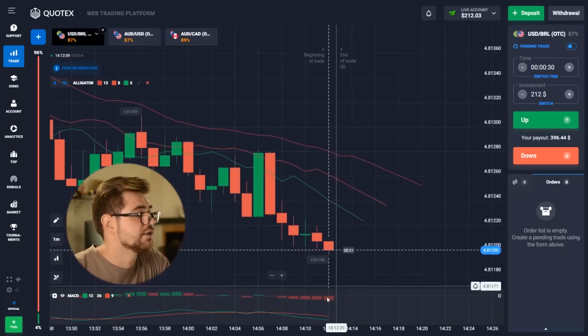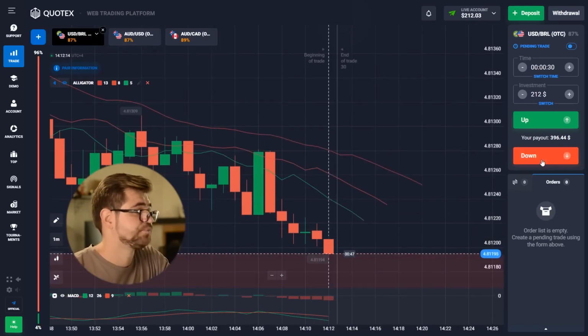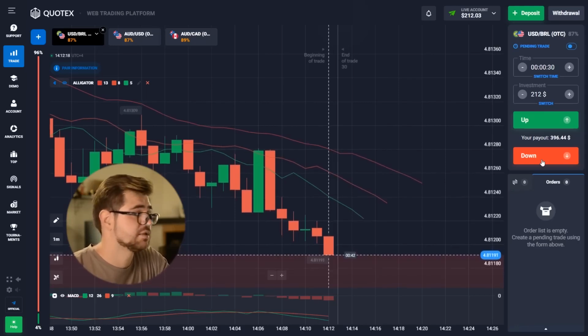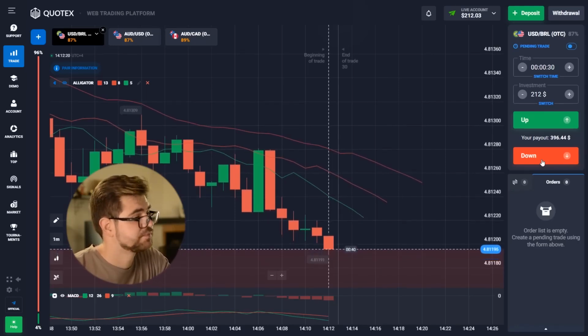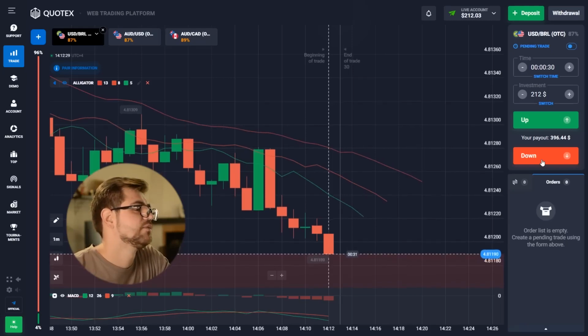And okay, so we see here the alligator is showing us the price is going down, as well as the MACD. So we're gonna go with the put option here for 30 seconds and $212.